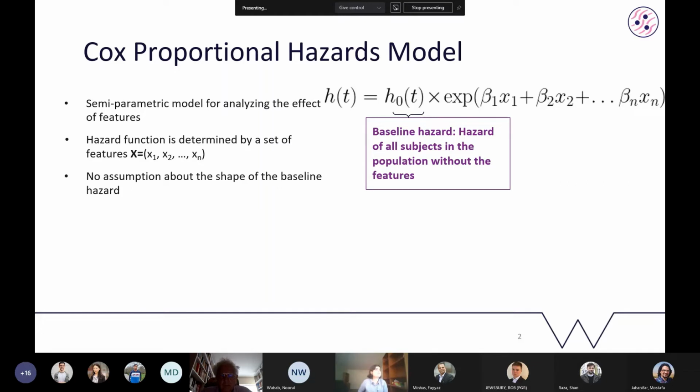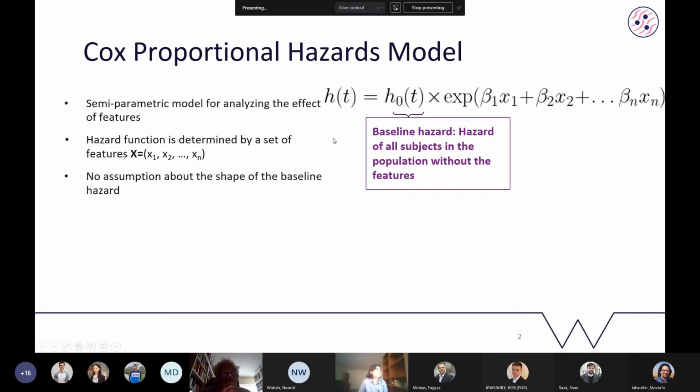Now, the Cox proportional hazards model assumes that the hazard of an individual can be given by this mathematical formulation here. That is, it is a product of a baseline hazard with an exponential of a linear combination of some features represented as x1, x2, and so on to xn. These parameters beta are estimated while we are fitting the model. This model comes under the category of semi-parametric models, because for this half, that is the baseline hazard, we don't have any assumptions about its shape.